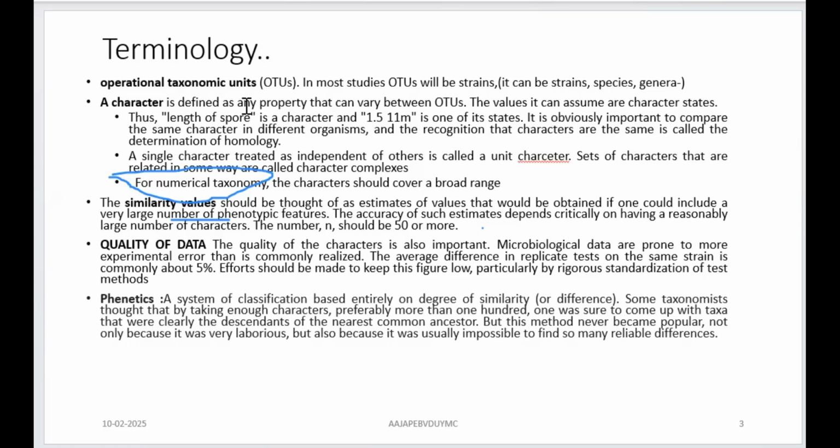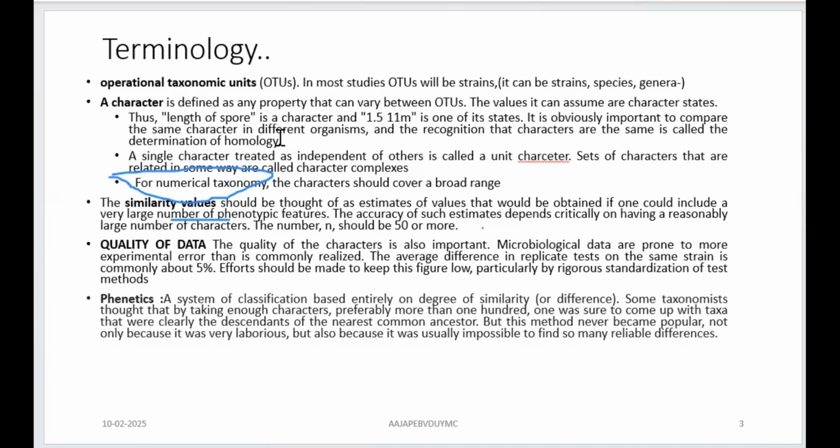What do I mean? Say for example, you are talking about whether the bacterial species that you are working with have spores or no spores. Okay, you have selected those which have spores. Now on the basis of that, you are further going into the position of the spore and the length of the spore. For example, you are talking about a character, that is length of the spore, and 1.5 µm is one of its states. What does it mean? We'll come to it. It is important to compare the same character in different organisms, right? And recognizing that characters are the same is called determination of homology.